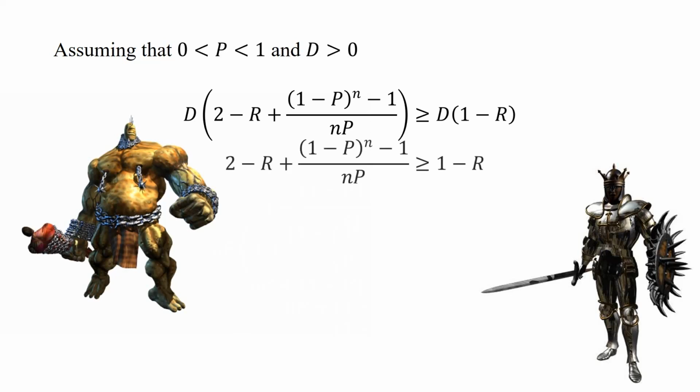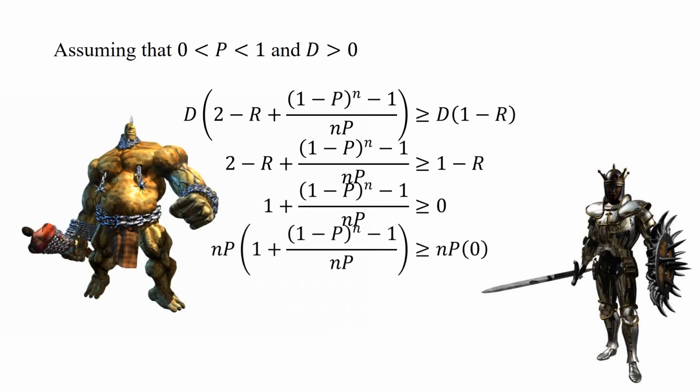So let's divide out d, and then we can subtract 1 minus r from both sides of the equation. So we have 1 plus this quotient needs to be greater than or equal to 0, right? And so we can multiply both sides of this equation by np, that's fine. All right, and then distributing the np inside of those parentheses on the left-hand side, that's np plus 1 minus p to the nth power minus 1 needs to be greater than or equal to 0. That's the implication here. So in other words, the assumption that this is the floor for our approximation of the mean analogous damage inflicted per hit resulting from a chance to cast Amplify damage requires that this equation be satisfied.